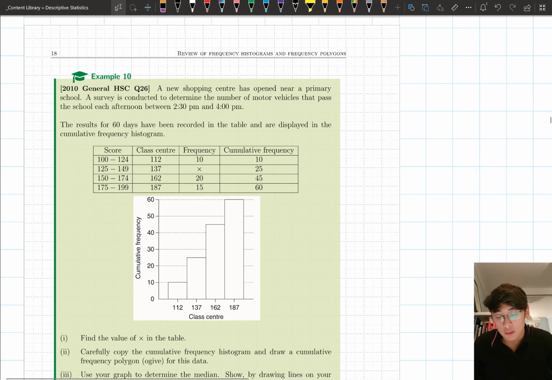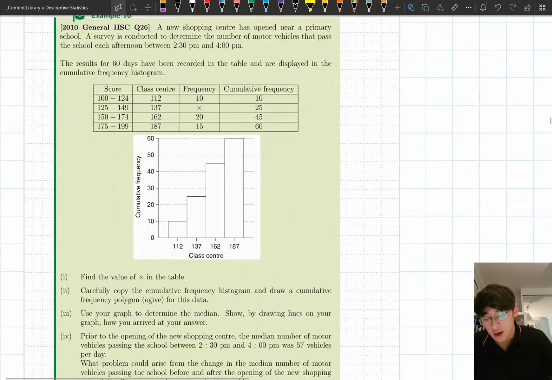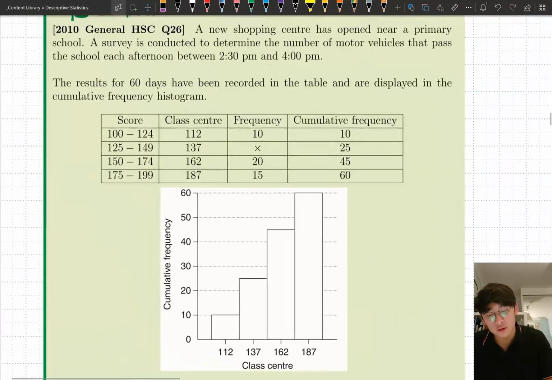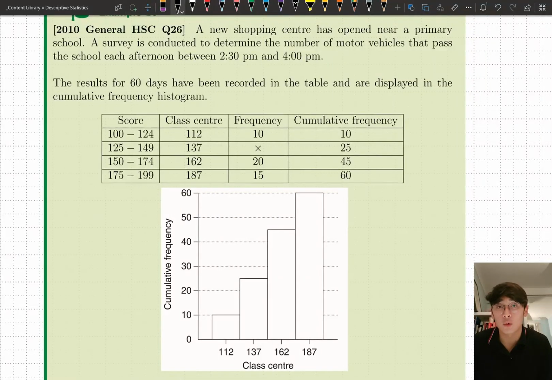If you notice in the table, we've actually got this X that is missing. And so what this merely tells me is probably one of the questions is going to be asking me to find what that X is. So let's have a look. Part I, exactly what I predicted. Find the value of X in this table. So if you have a look, we've got this missing value from our frequency, and we want to find out what it is.